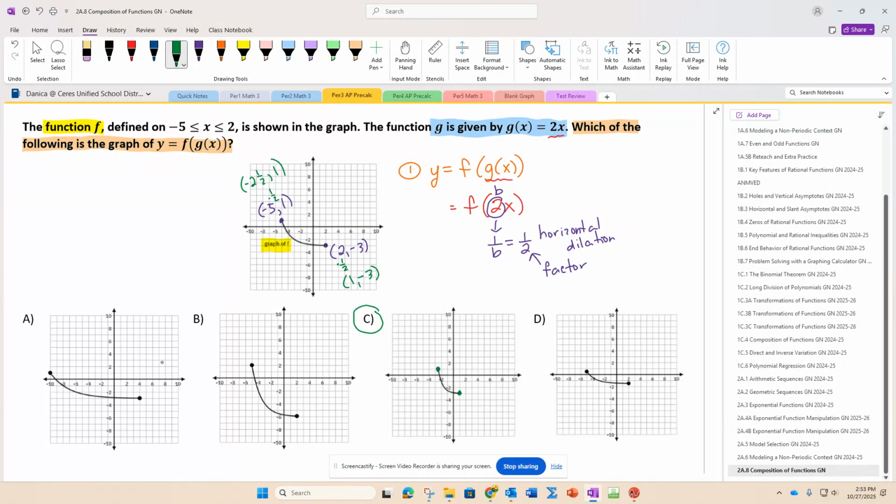If you thought it was A, you are forgetting to do the reciprocal part. So A is kind of the big trap answer because it creates a horizontal dilation that's a stretch rather than one that's a compression. And so it's forgetting to do that reciprocal.